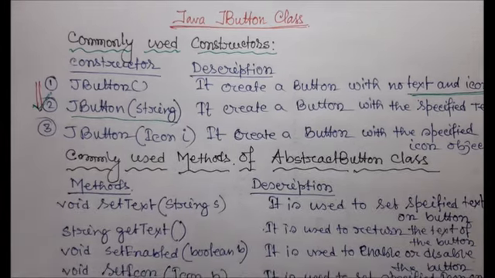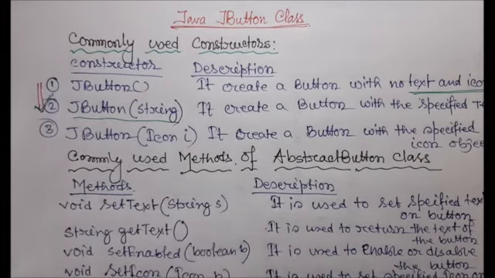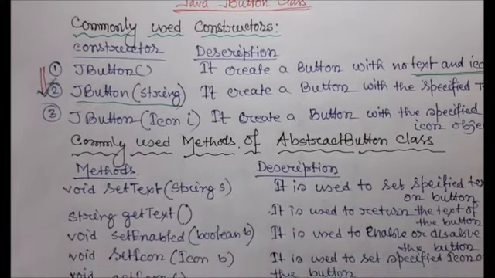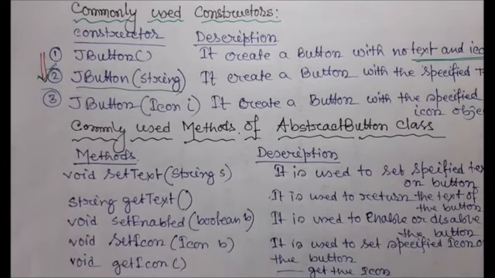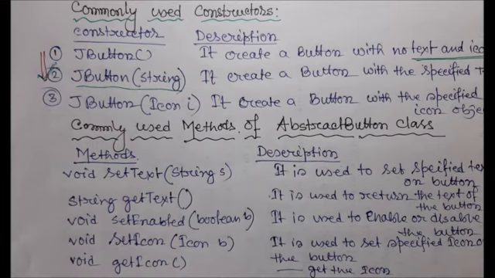This is very important: what are the important classes or methods available in the AbstractButton class? In the hierarchy of Java Swing classes, we have seen that the JButton class extends the AbstractButton class, so JButton is a child class of AbstractButton. The commonly used methods are very important, because most of the time we are going to use them. There are so many methods, and I have mentioned the commonly used ones. You can find most of the methods in the tutorial also.